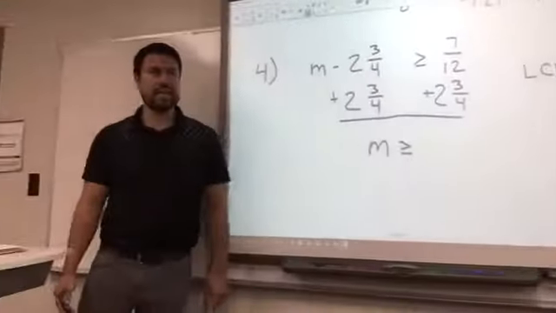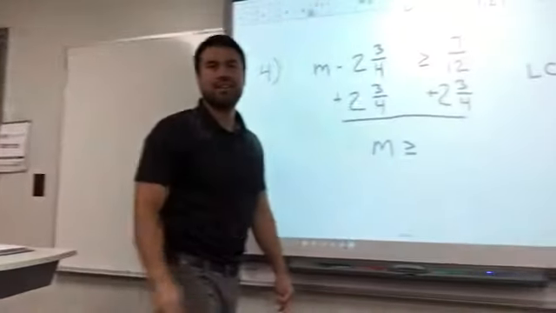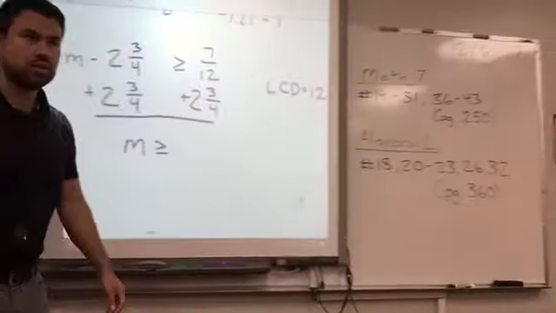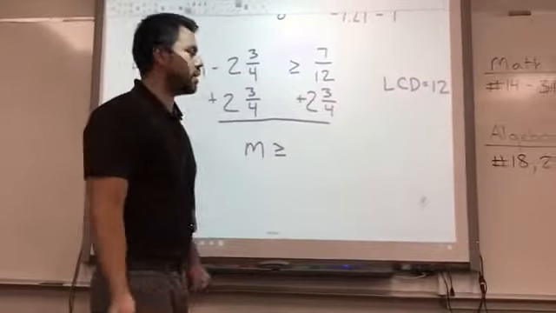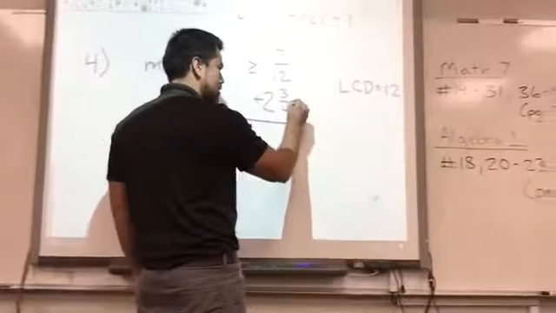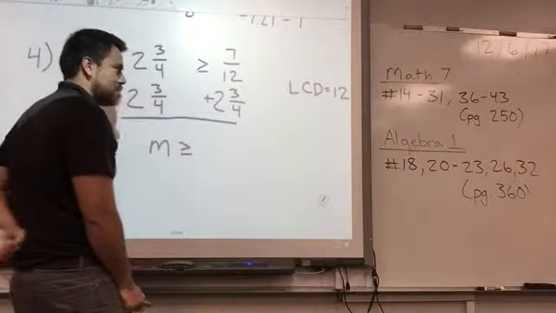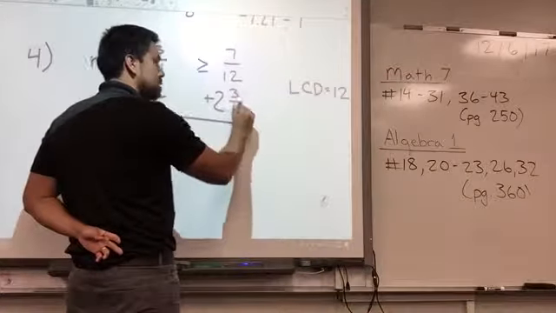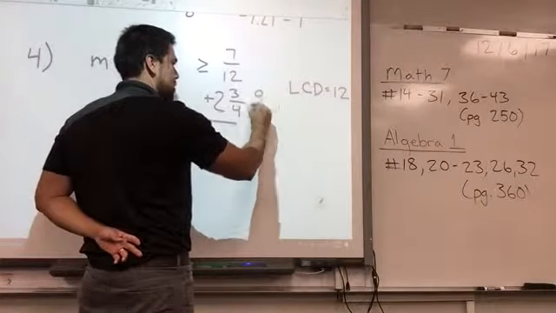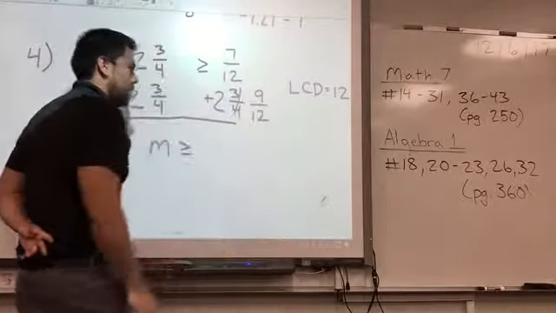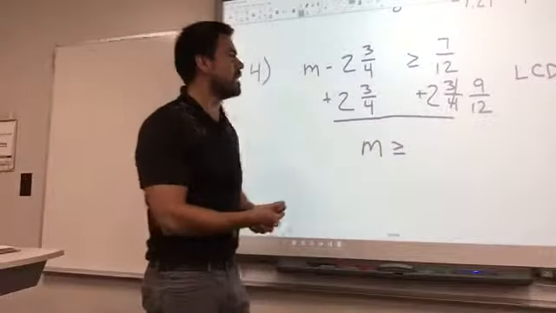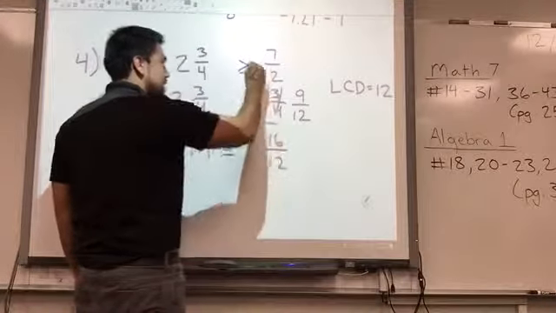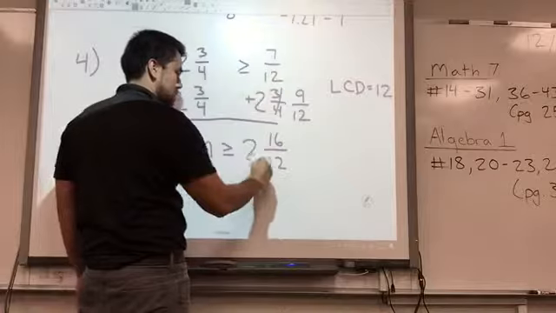What's your LCD? 12. That's the smallest number that both of them fit into. So do I have to change 7/12? Nope. But I do have to change 3/4 into 9/12. So this becomes 2 and 9/12. All right. Can I add 7/12 and 9/12? Yep. I get 16/12. And then 0 plus 2 is?